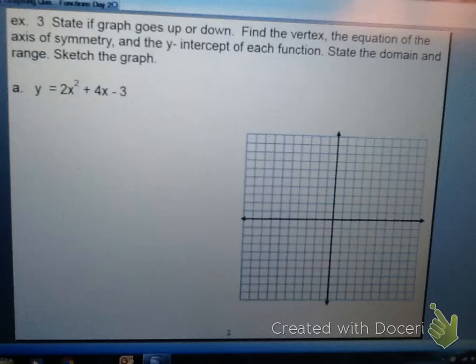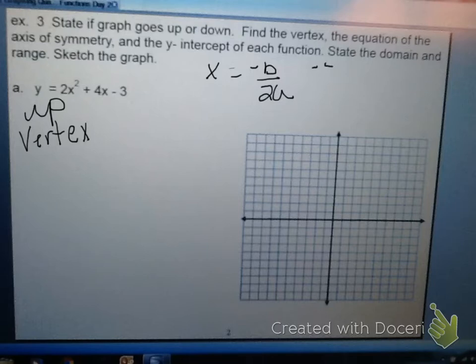Example 3a. First thing we're going to do is identify our a. Our a is 2, and 2 is positive, so it is going up. Then we have to locate our vertex. Again, the formula for the vertex is x equals negative b over 2a. b is 4, so that's negative 4 over 2 times 2. So that's negative 4 over 4, which is negative 1. So the x value of the vertex is negative 1.